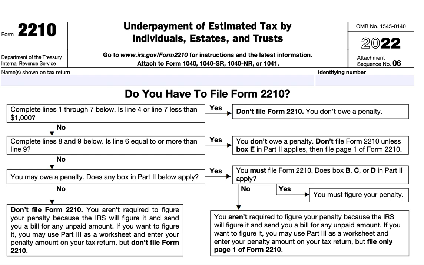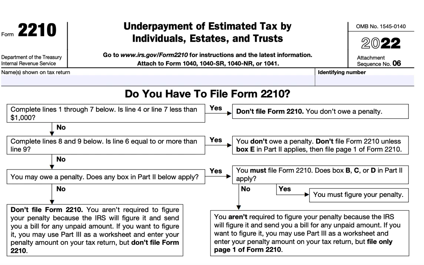For most taxpayers, the IRS will figure your penalty for you and you don't need to file this form. You can file it to determine your penalty if you want to, and then you can include that penalty on your tax return. There are some situations in which you must file Form 2210, such as requesting a waiver.